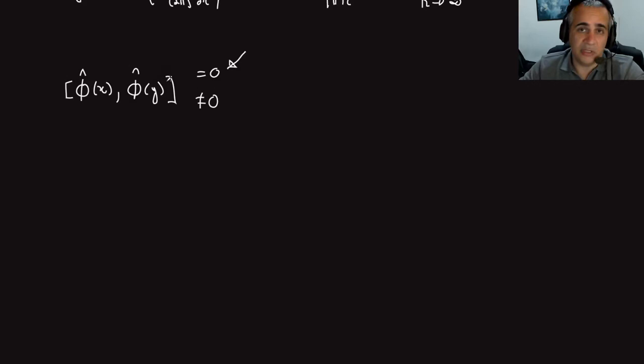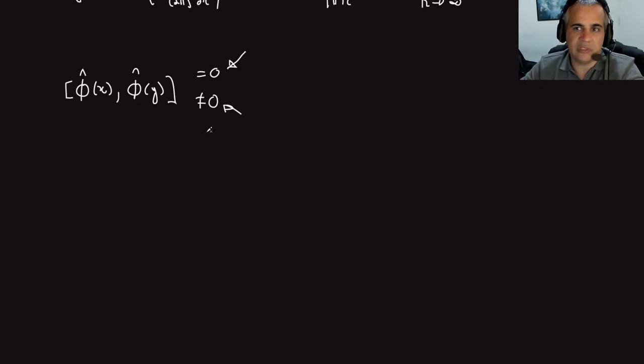And on the other side, inside the light cone, whatever I measure at y can influence what happens at x later, since I'm assuming y happens before x. So the commutator between them must be different from zero. So let's take a look at this and see if these two things are true. And this is what I'll call causality for now.